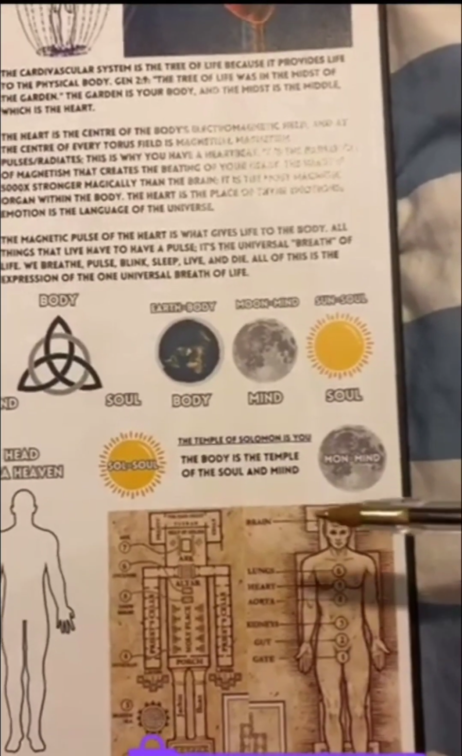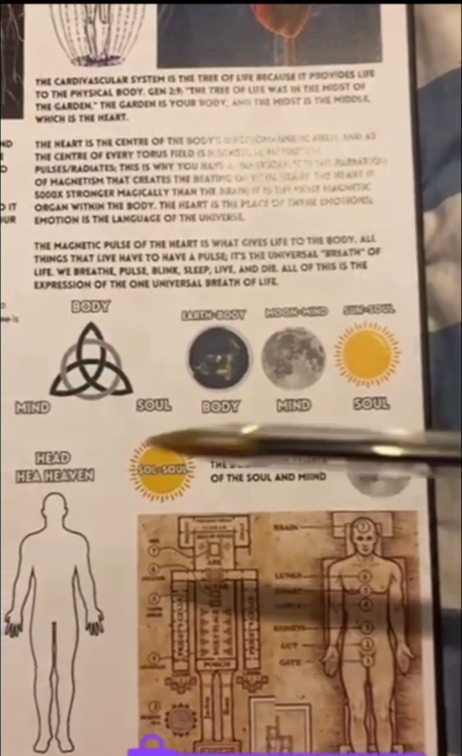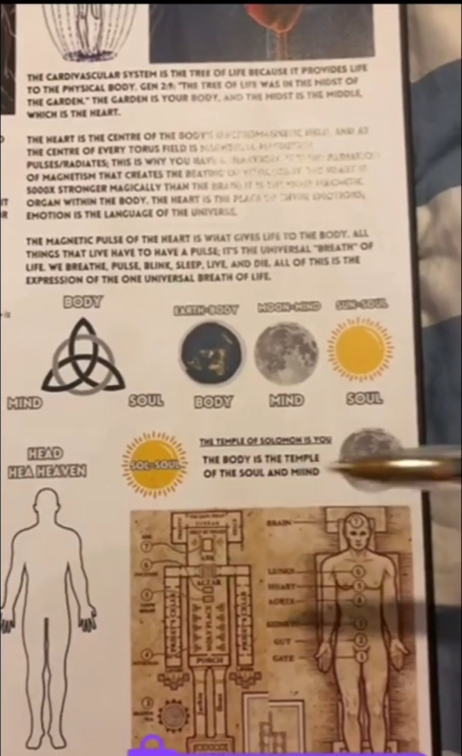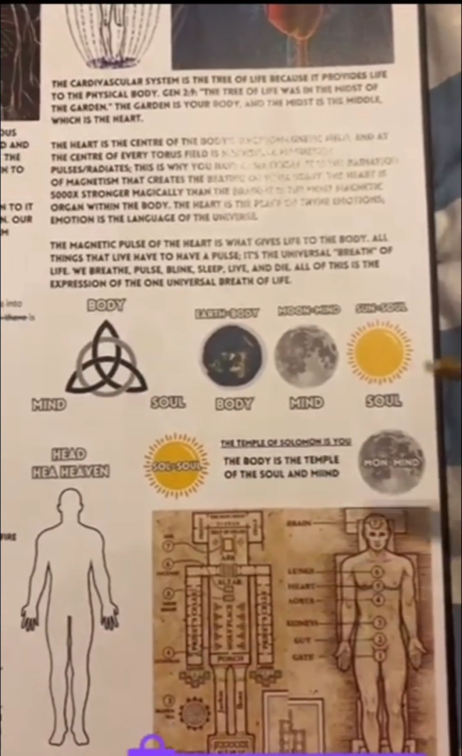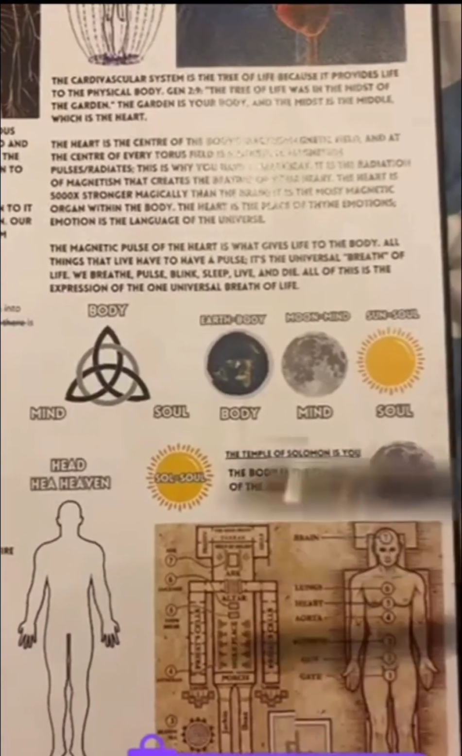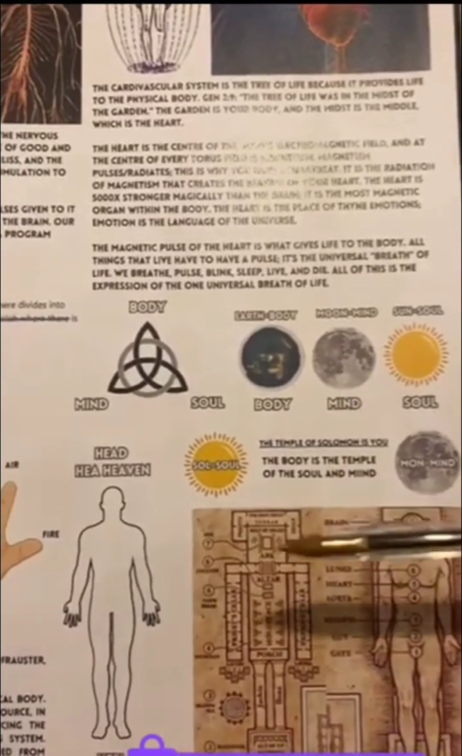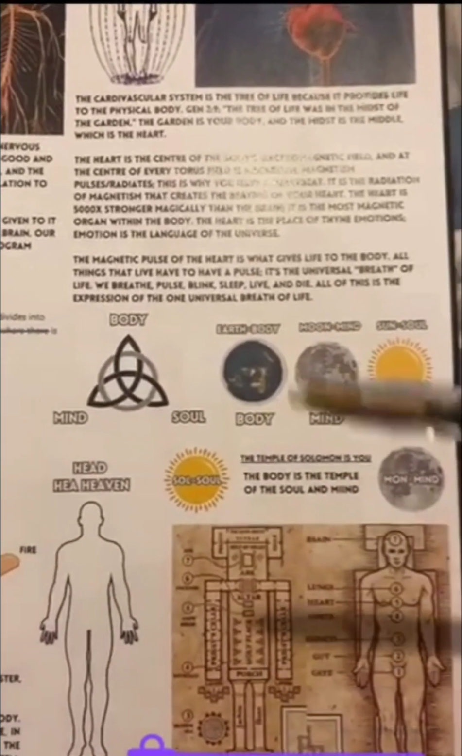You are the Temple of Solomon, the temple of the soul and the mon, the sun and the moon, the soul and the mind. The sun is the soul, the moon is the mind. This is why we say lunatic. Luna is moon. And inside of your mind, you have a specific mood, which is moon.